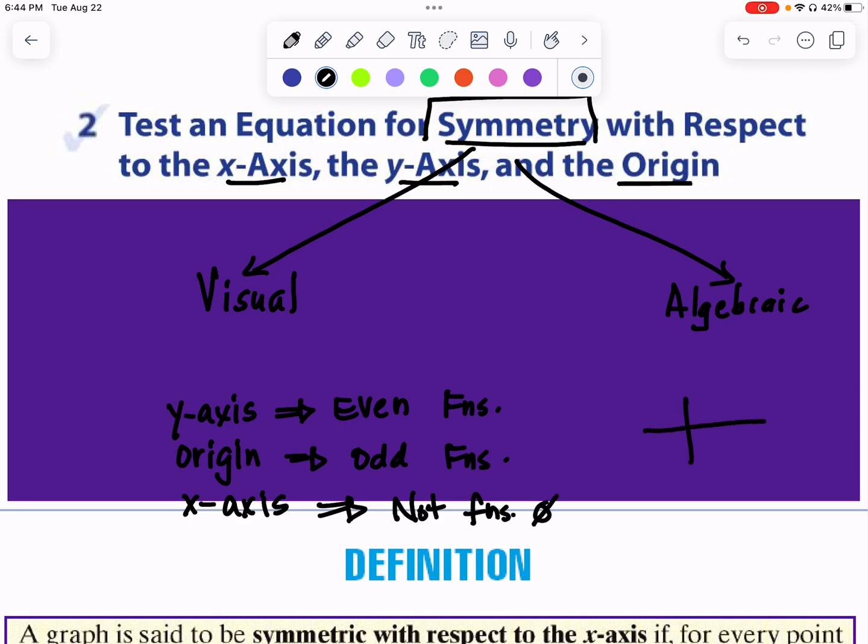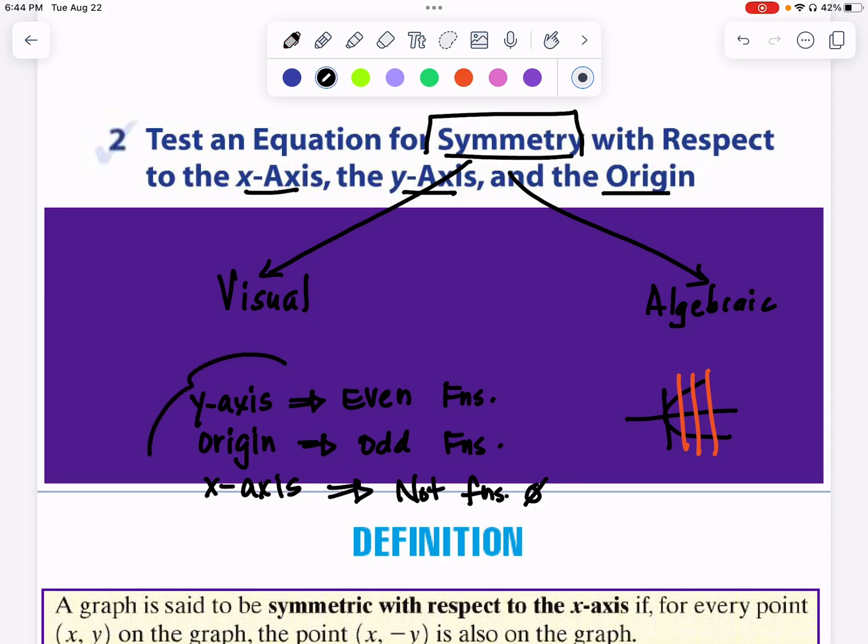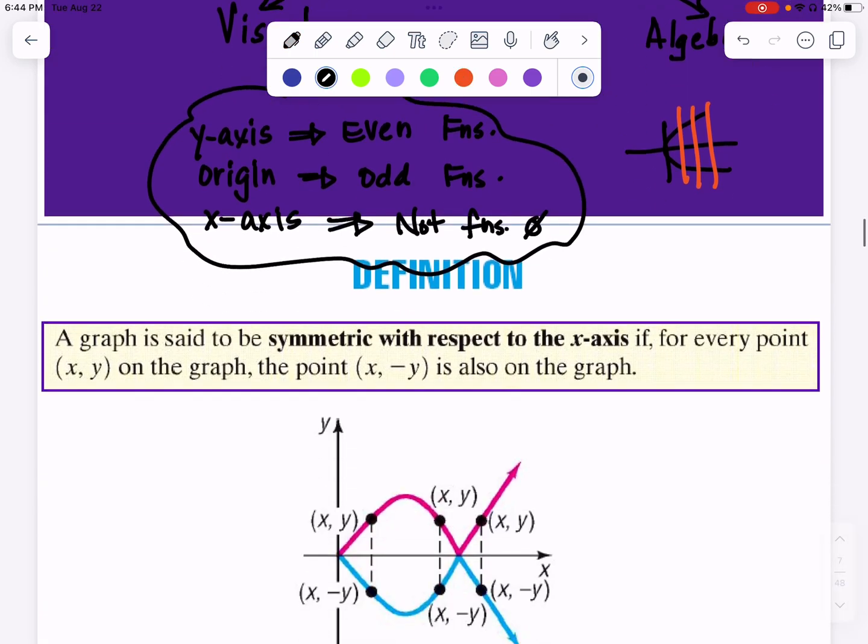Here's an example of x-axis symmetry. This graph is symmetric with respect to the x-axis, but it fails the vertical line test, and hence is not a function. So keep this in mind. Let's go ahead and get started.